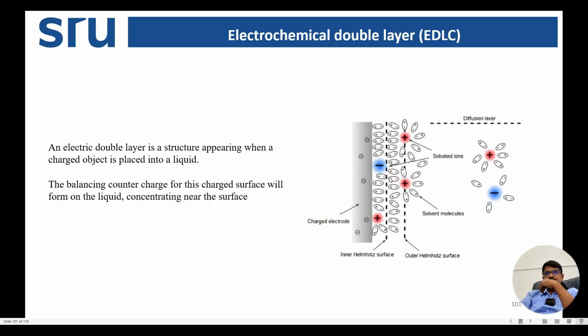So another layer is formed here. This is one layer and this is another layer. This is the inner Helmholtz surface, and this is the outer Helmholtz surface. So two layers will form. That's why it is called electrochemical double layer capacitance. The balancing counter charge for this charged surface forms in the liquid, concentrating near the surface.